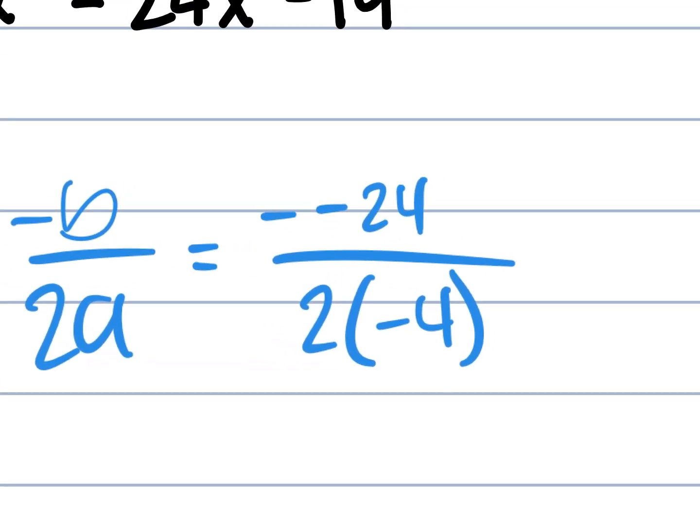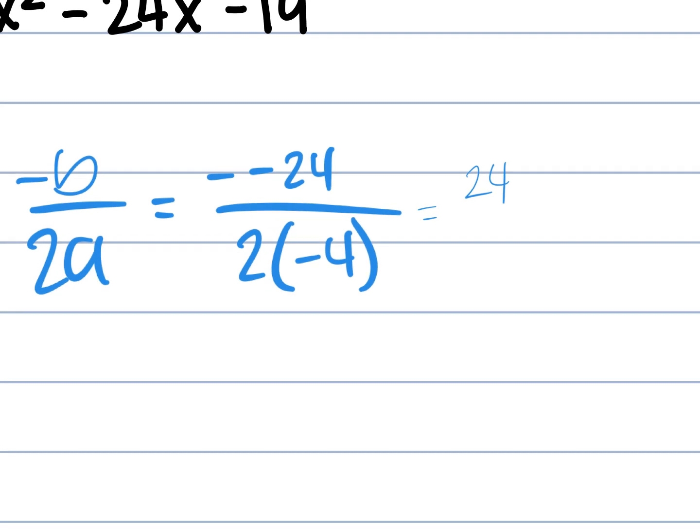Okay, what's negative 24? Positive 24. Why? Two negatives make a positive. They cancel each other out. What's 2 times negative 4? Negative 8. And what's 24 divided by negative 8? Negative 3. Very good. So what have I just found?